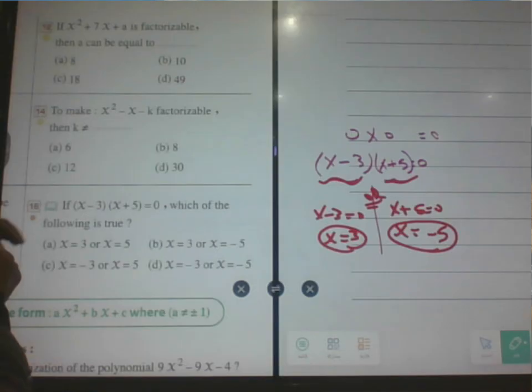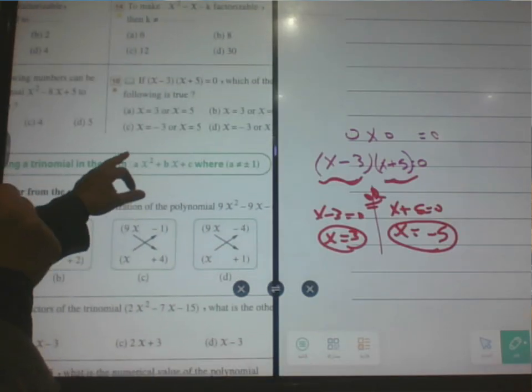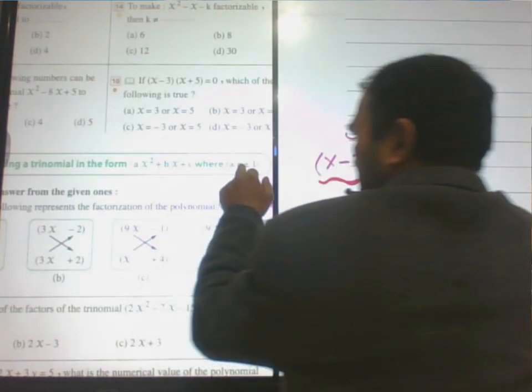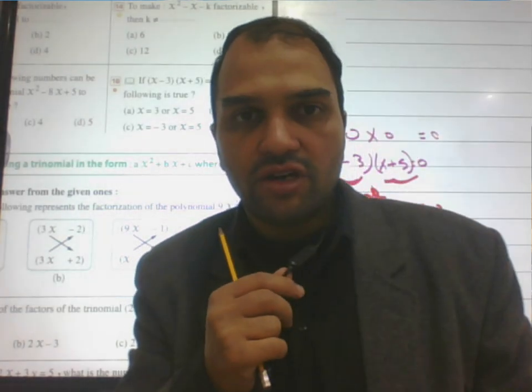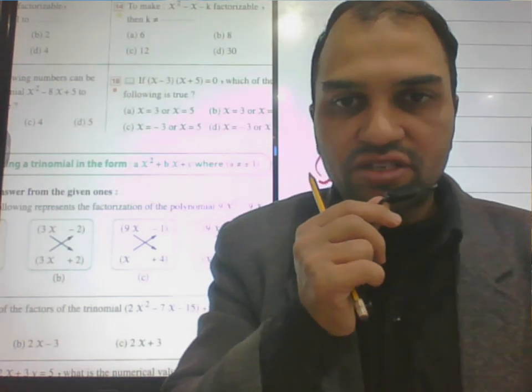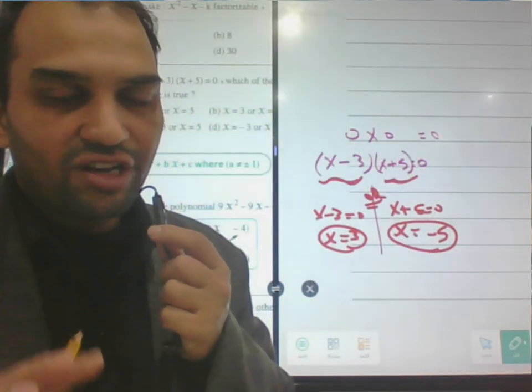Next time I will explain the second type of factorization, about this formula, ax power 2 plus bx plus constant, and a not equal to positive or negative 1. Okay, my students, understood? You must study hard, and next time I will explain extra questions about the second type of factorization.